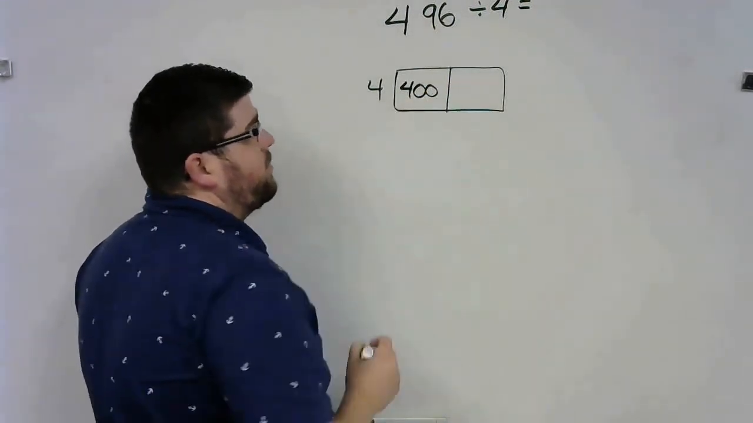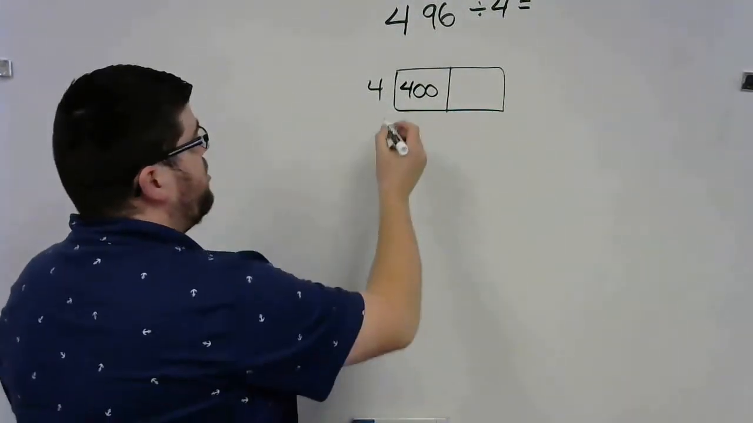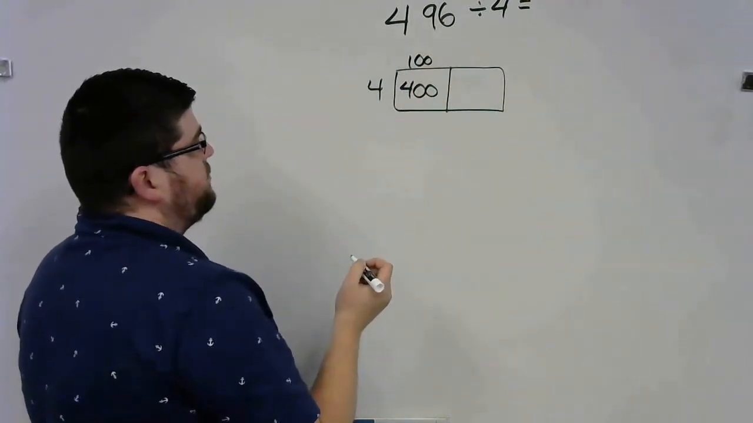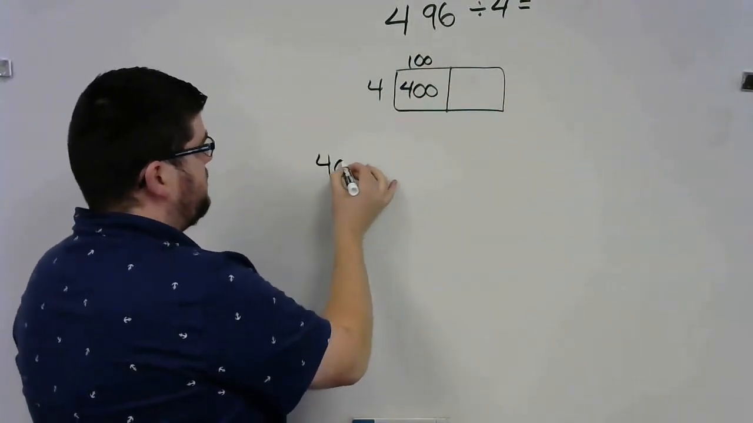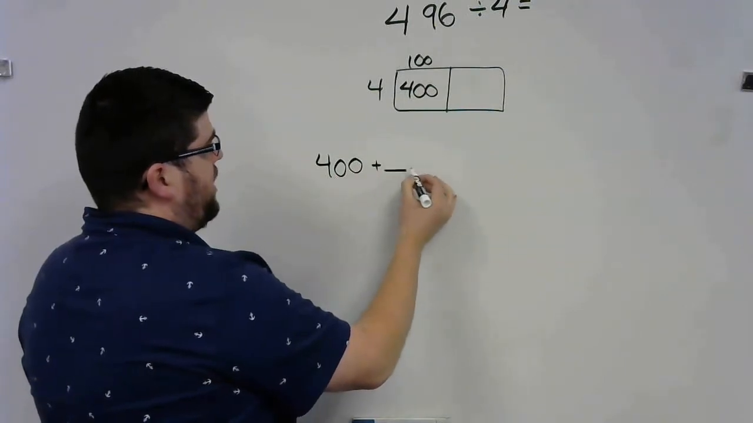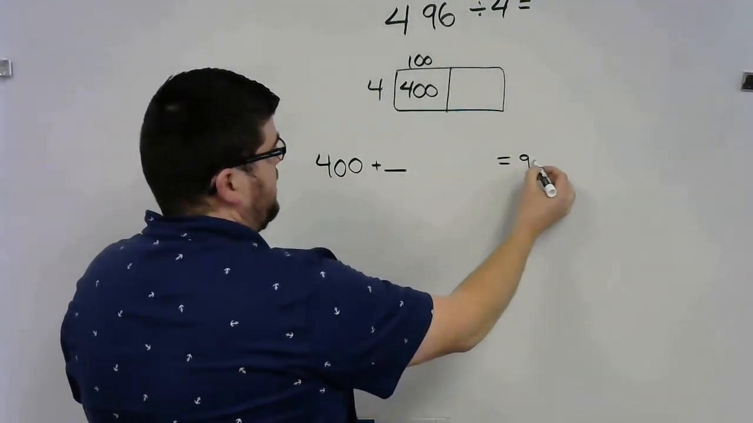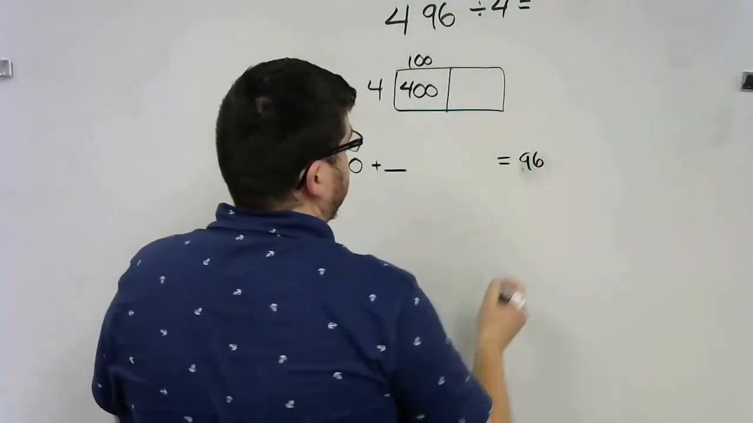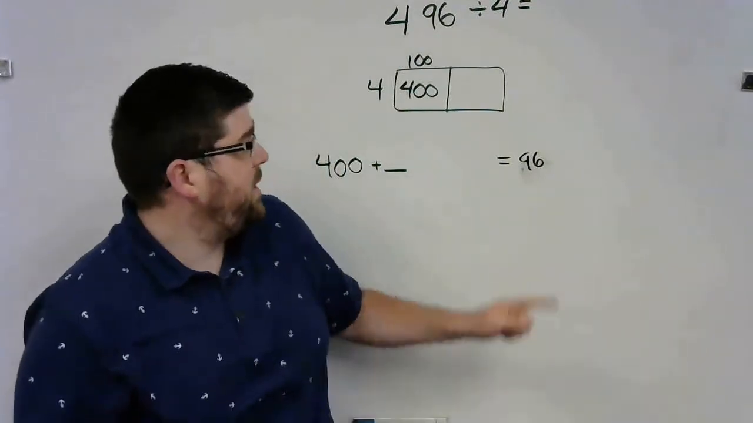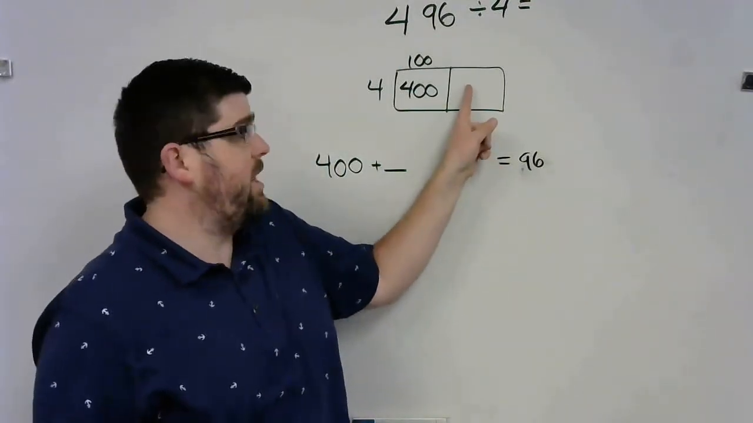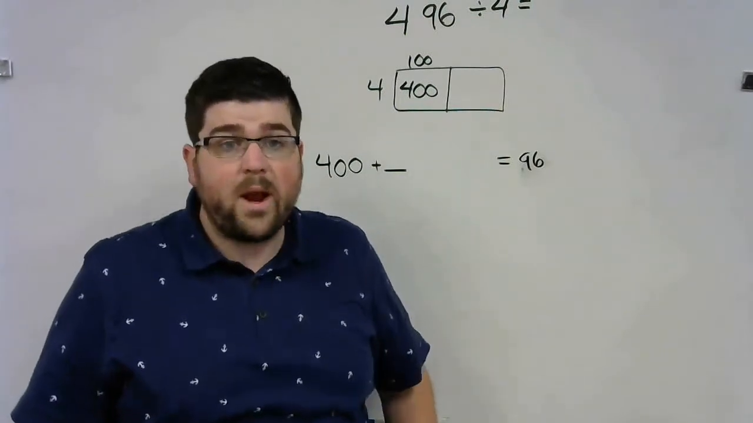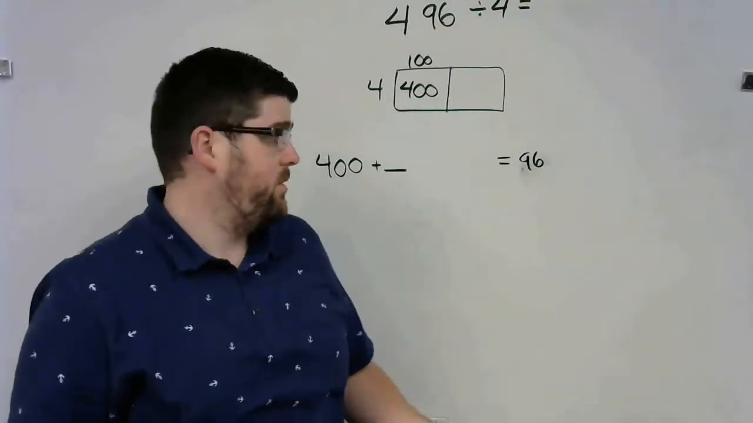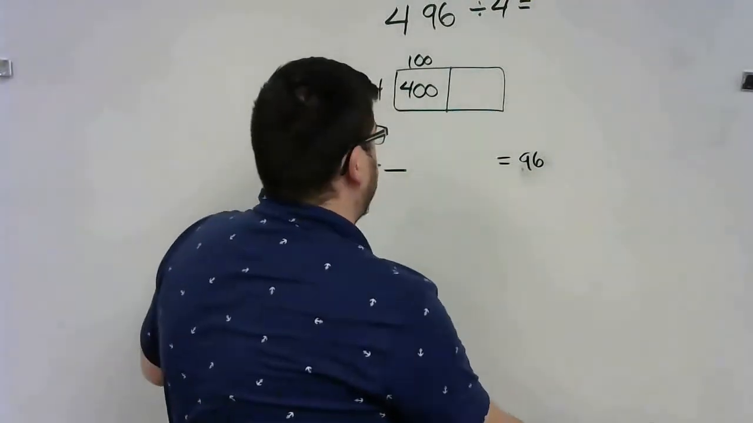So that's going to be 400. 4 goes into 400 100 times. So that means I have to do 400 plus a number is going to equal 496. And so that number would be, obviously we could put 96 in there, and if you can do the mental math for that, great. But most people are going to want to break down 96 even more than that.